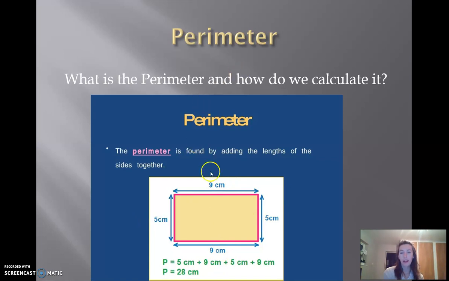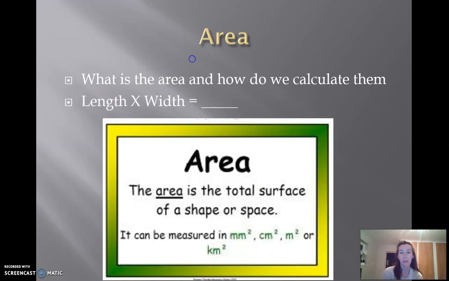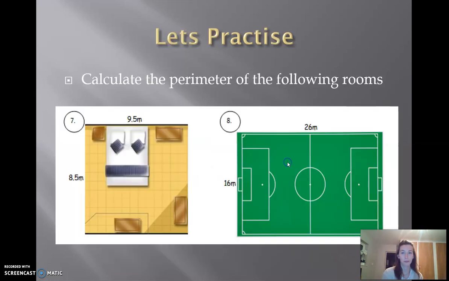Then when we're calculating the area, what is the area? How do we calculate it? Just have a think for a second. So area would be length times width, and your answer is usually given in millimeters squared, centimeters squared, meters squared, or kilometers squared.